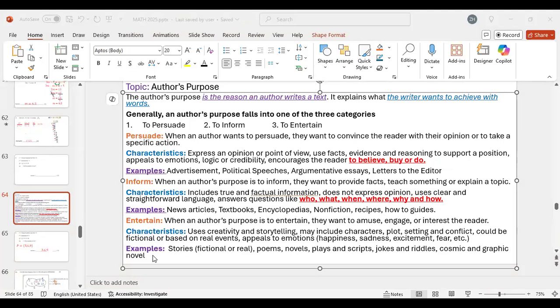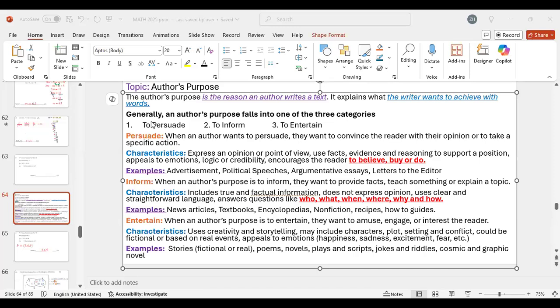All right. So the purpose of those things is for entertainment, right? It has a storyline. It has a character. It has plots. It has graphics. Whether it be a novel, whether it be a poem. Poems are nice, especially when they rhyme.